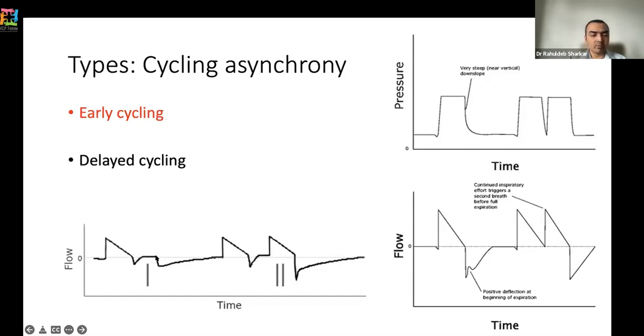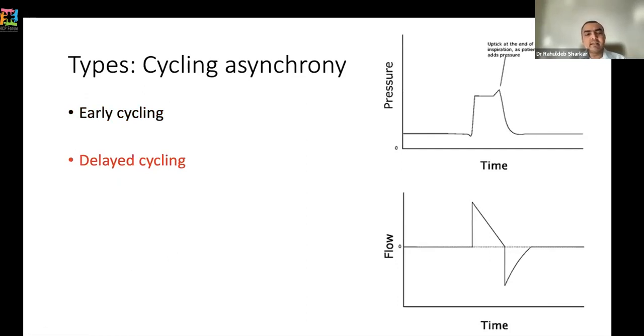The flow is going upwards because the patient keeps breathing against the machine. If we increase the inspiratory time all the way up to here, maybe then the patient would be satisfied with the overall breathing effort, and they will not try to fight the ventilator there.